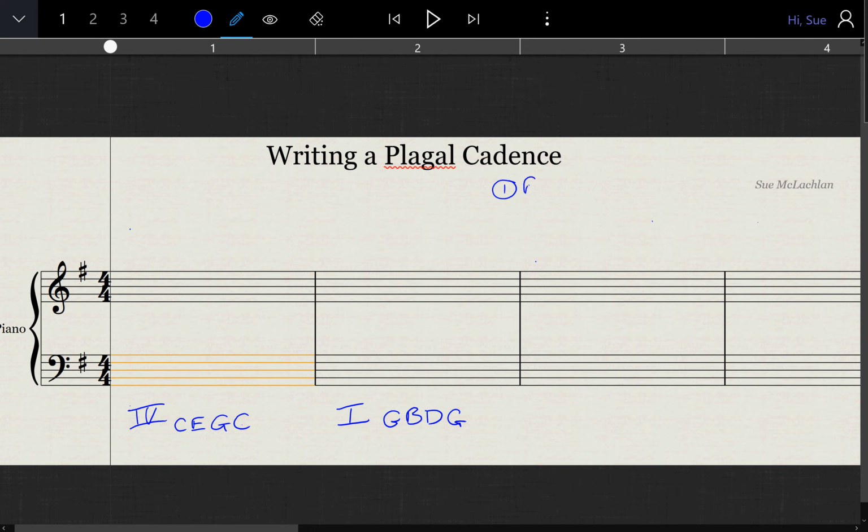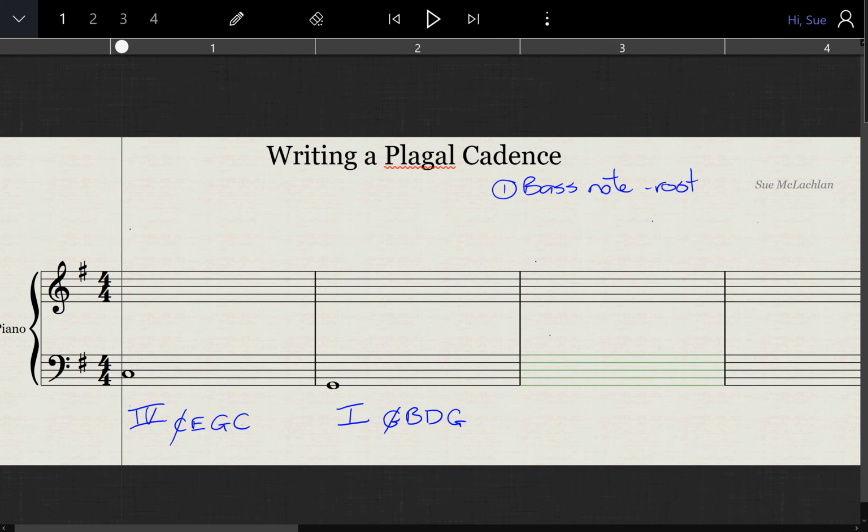And our first rule is that we put the bass note as the root of the chord. All of these cadences will always be in root position, so we need to make sure that we have the correct notes to start with. So this is going from a C to a G, and then the second rule is same note, same part. So the note that is the same in both of these chords is the G, so we'll put the G in here so that we have the same note on both.